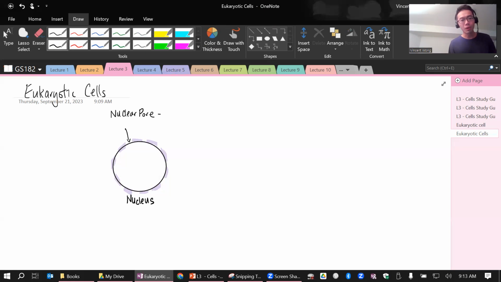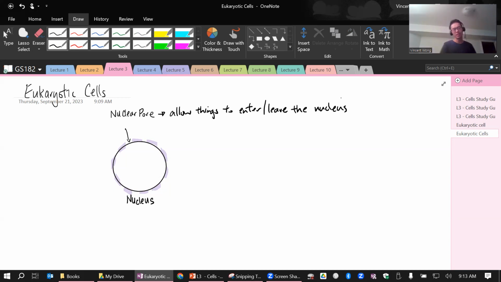So the nuclear pores, they allow things to enter or leave the nucleus. Okay? I'll show you the professional drawing later. You'll see it better. But I just want you to draw it to help you understand.